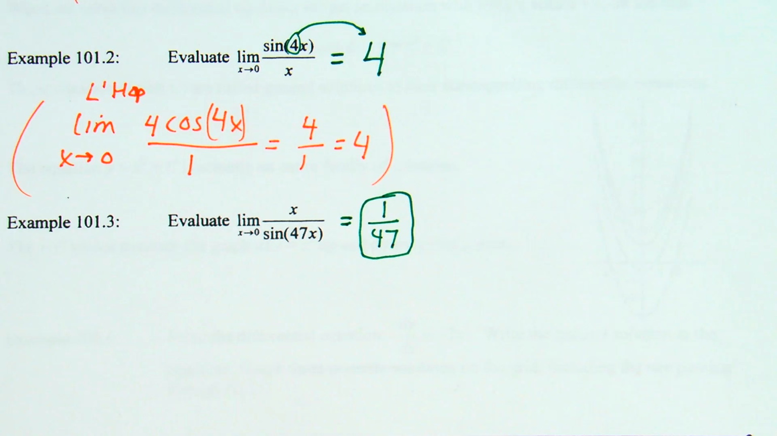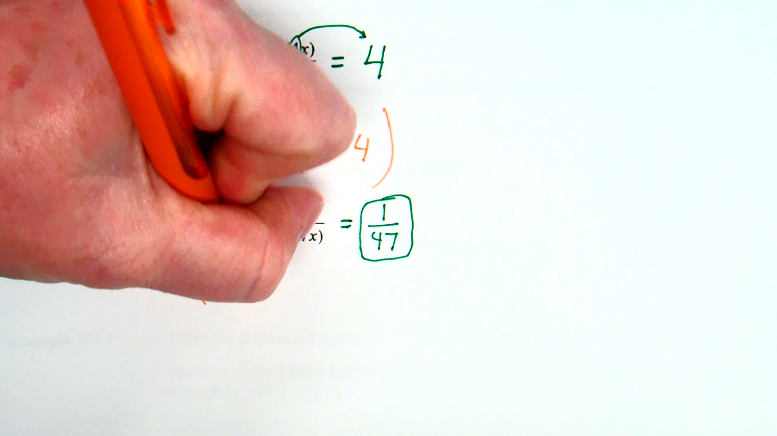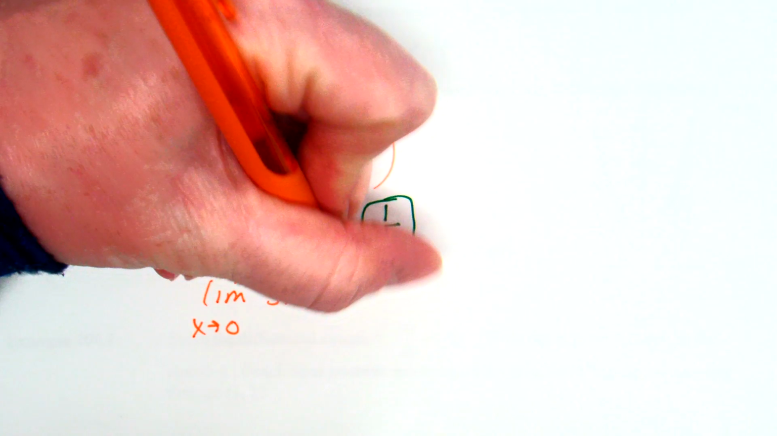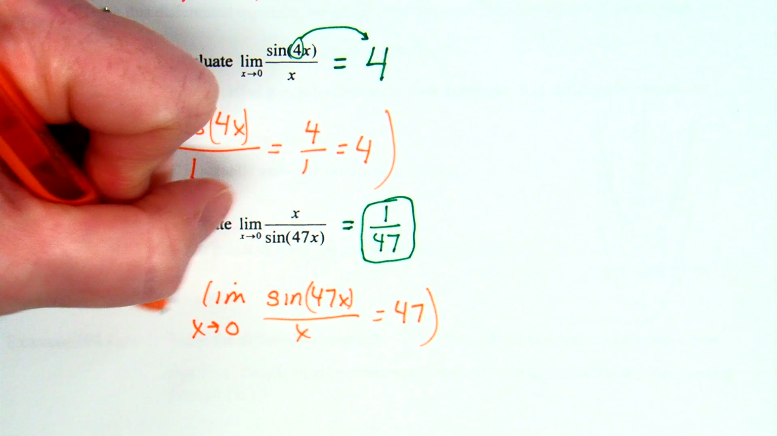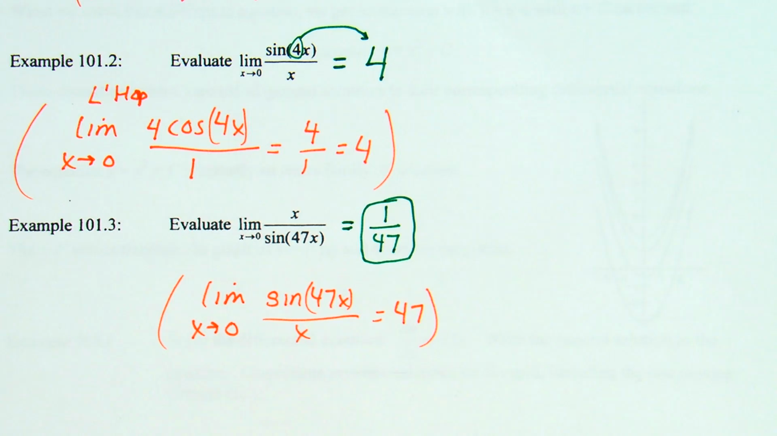You can also look at the fact that, if this was upside down, the limit as x approaches 0 of sine of 47x over x, based on what we just learned up above, would be 47, correct? So if you flip it upside down, it's going to be 1 over 47.